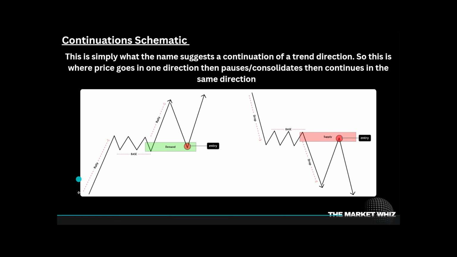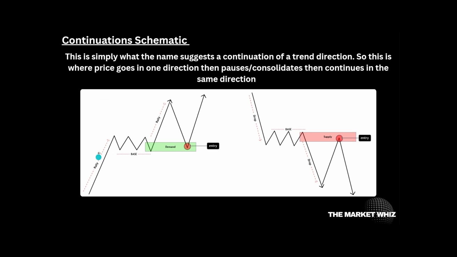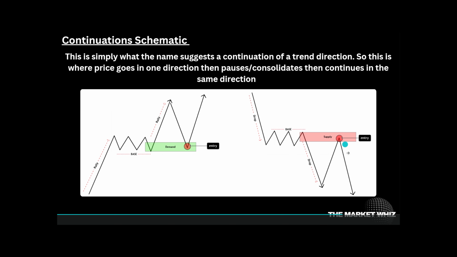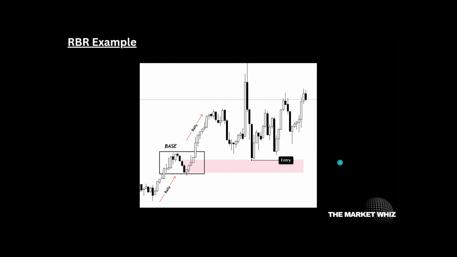Very simple. So this consists of a rally, base, rally. And again, what does this base do? It causes a break of structure, telling us there's increased buying pressure. So price retraces and then rallies on. Then we have a drop, base, drop. Again, the base is just increased selling pressure, causing a break of structure. We then retrace and sell off. Very simple. So here's an actual example of it.